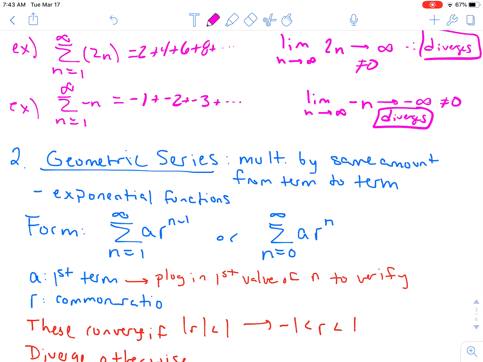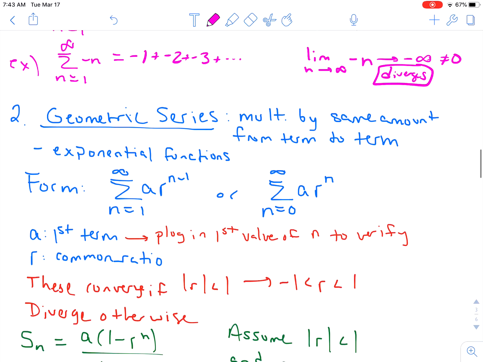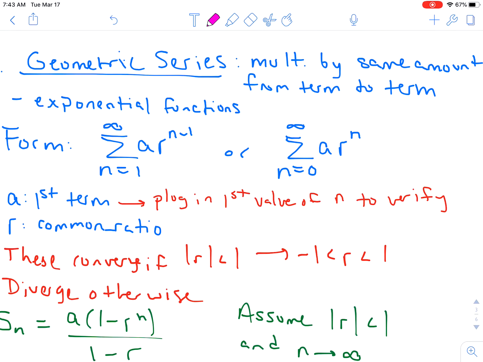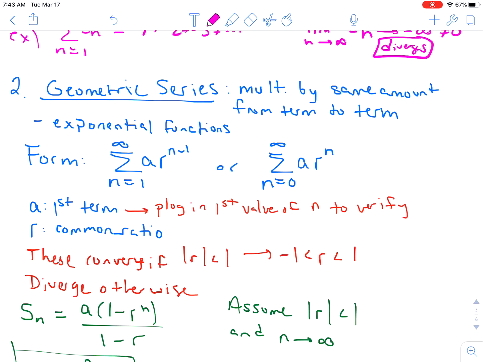Well, for these to converge, the absolute value of the common ratio needs to be less than 1, which is to say that r itself is some number between -1 and 1, okay? And think about that for a minute. If you have a fraction between -1 and 1, what's going to happen if you keep multiplying that fraction by itself over and over and over again?